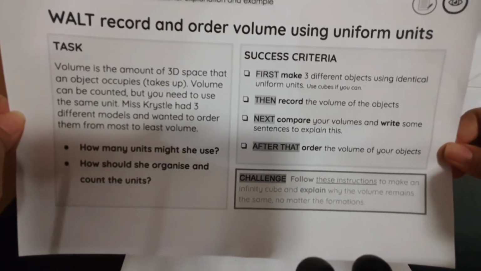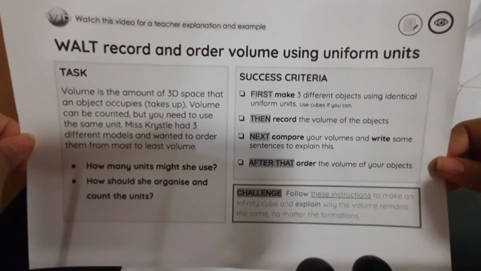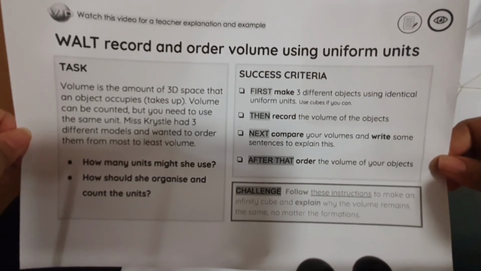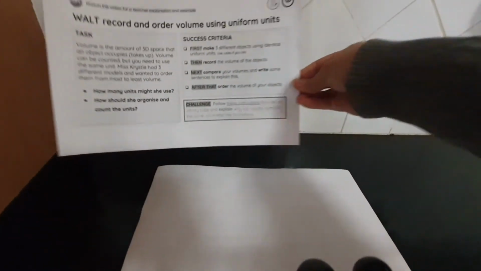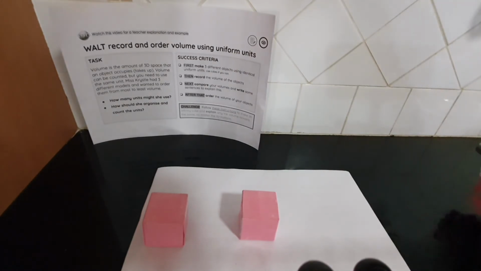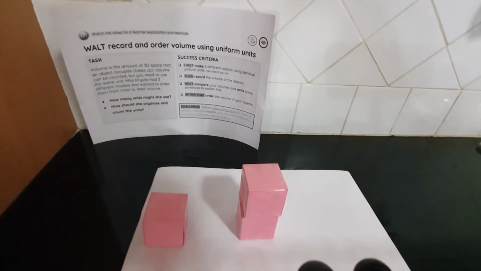Now, if you check to the VIP side and you listen to that instruction, you would know that identical uniform units are units that are the same. So I need to make 3 different objects using this same unit. If I had cubes, this could be my first object. Maybe I'll just do one because I don't have many cubes. This can be my second object. Pretending, imagining that they're glued together, remember?